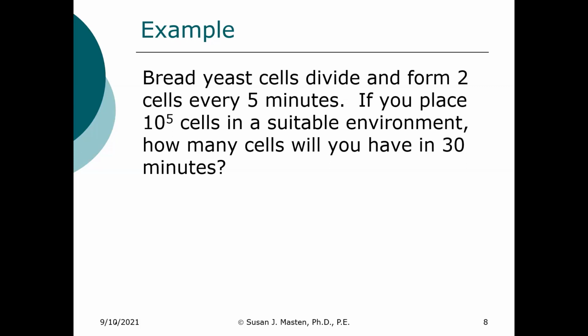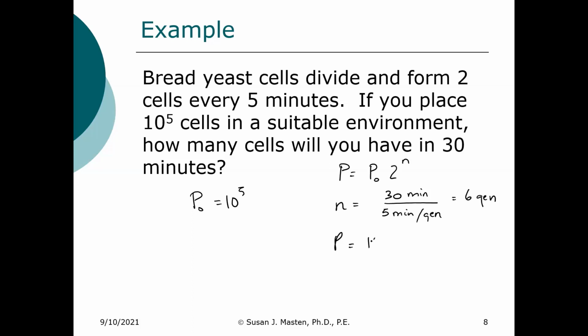So if I start with 10 to the 5 cells, how many cells do I have in 30 minutes? So how do I determine that? P is equal to P0 times 2 to the n, because they're dividing by binary fission, and n is the number of generations. So n is 30 minutes, and there's 5 minutes per generation. So that's equal to 6 generations.